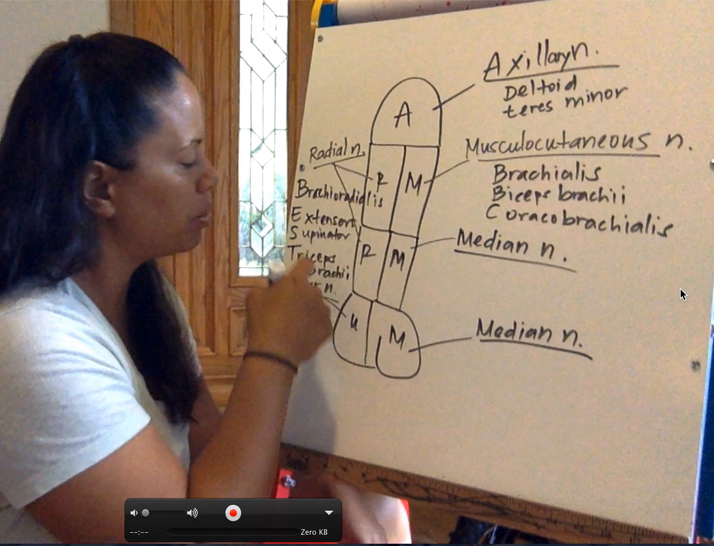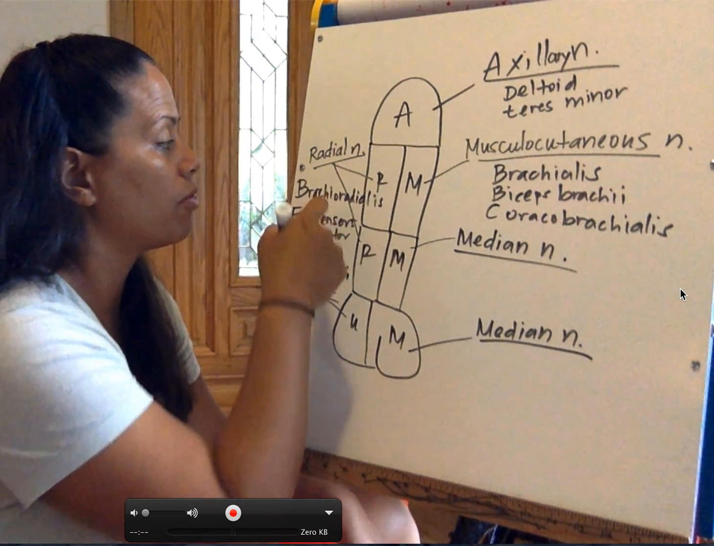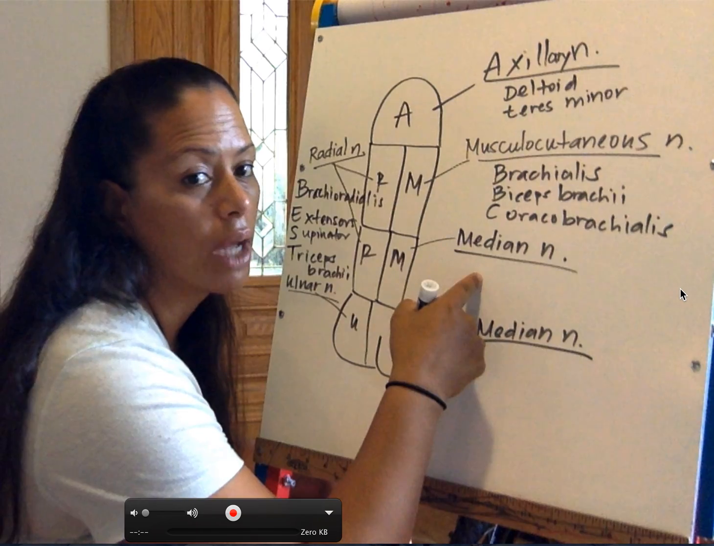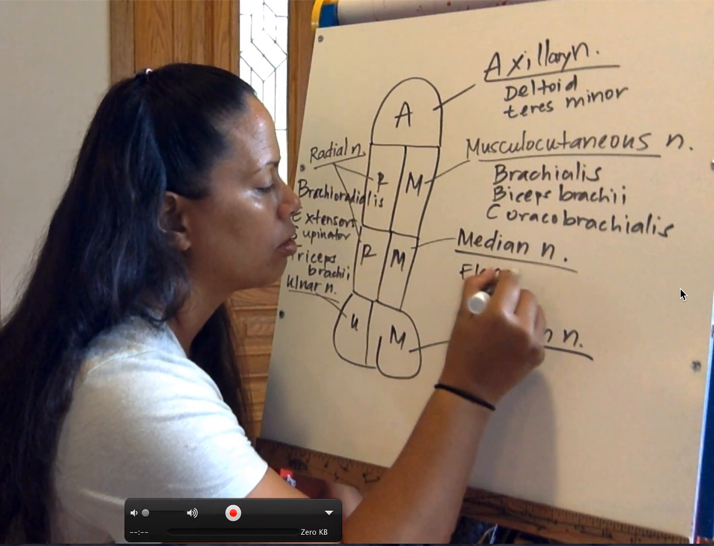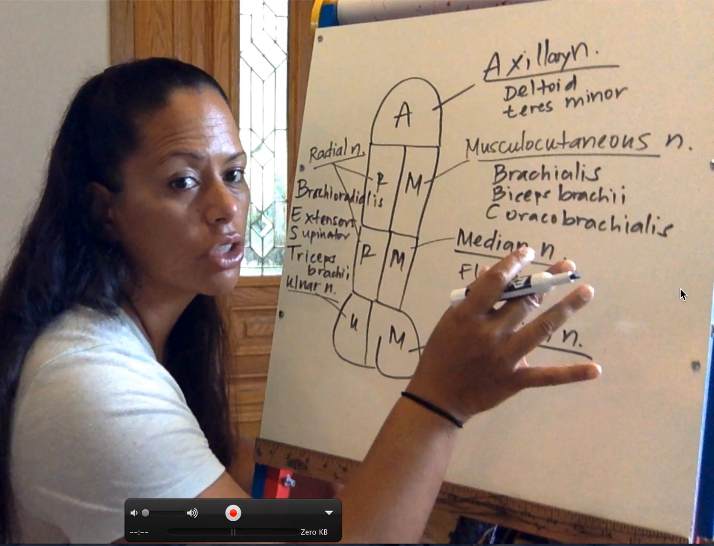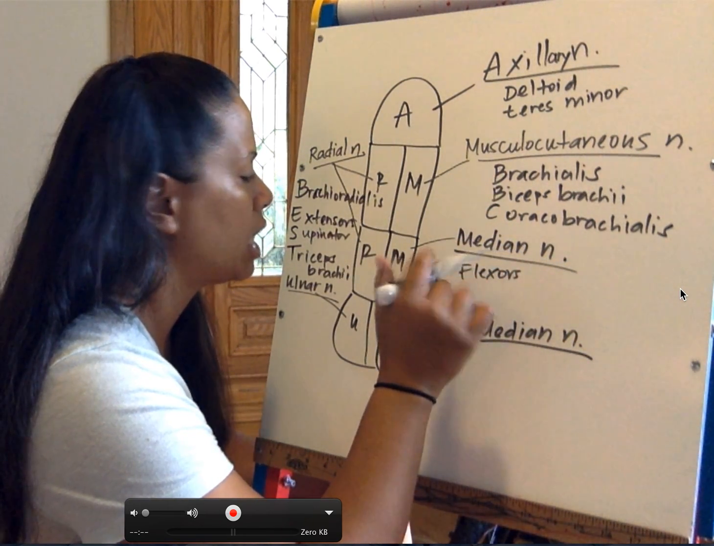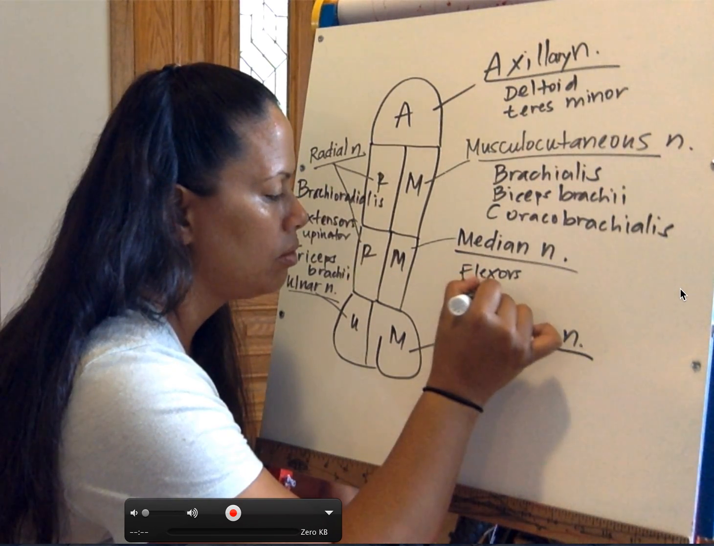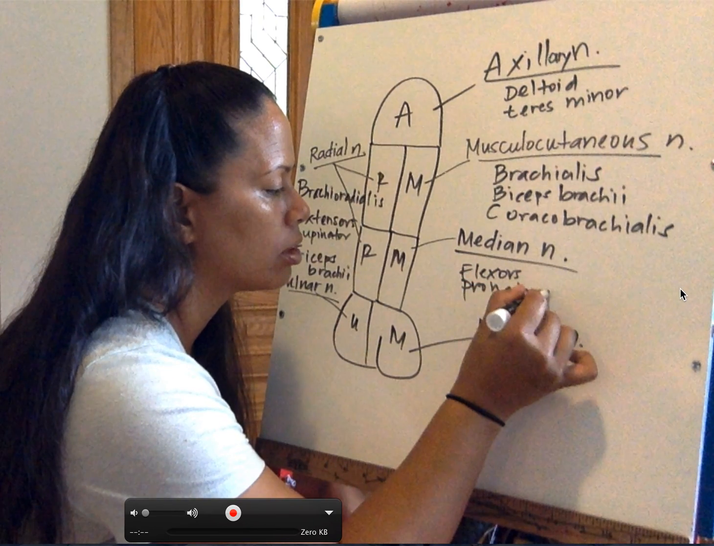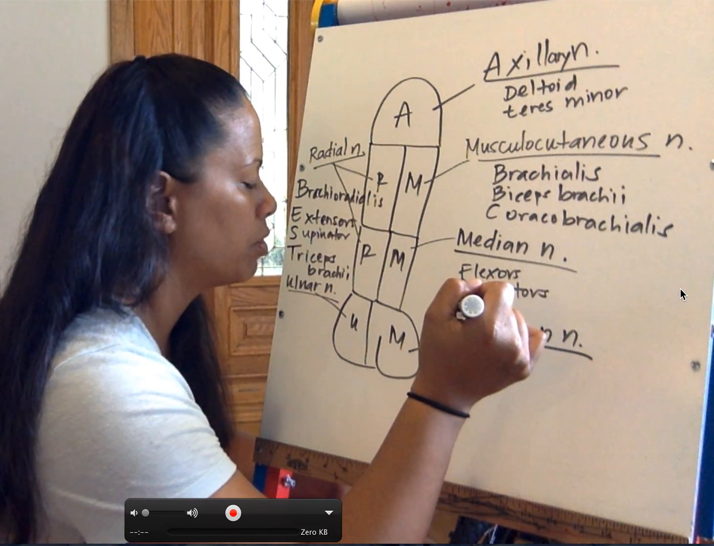So let's do the opposite. Everything that is an extensor is found in the back. So what is controlled by the median? All the flexors. We don't have to name them. You guys should be able to recognize them, right? And then if it's not the supinator, it's the pronator. So the two pronators. And we're going to keep it as simple as that.